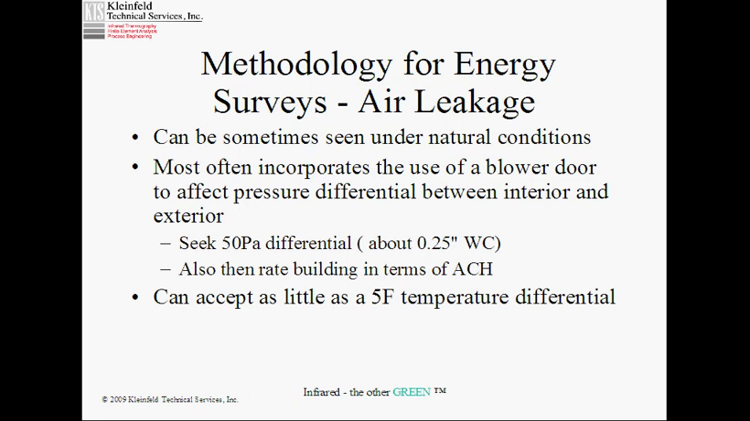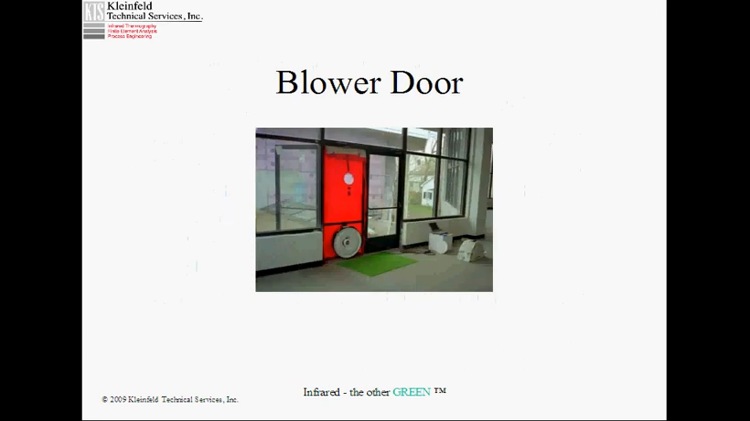Generally, we look for a 50 Pascal differential. We can run to less than that and correct to the 50 Pascal, but 50 Pascal is kind of the industry standard point for air leakage evaluation. And we can then rate the building in terms of air changes per hour and compare it to published standards. If you're only looking for air leakage, you can in fact get by with a smaller temperature differential, as low as 5 Fahrenheit. More is better.